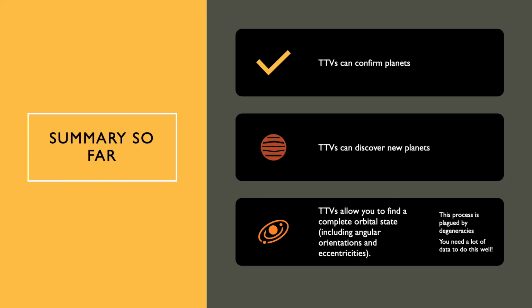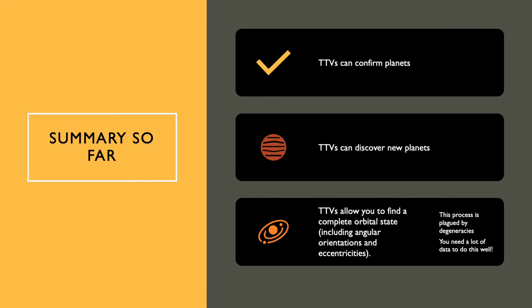So now I will end with a summary of the main takeaway points. First of all, TTVs can confirm planets. If you have planet candidates in a system that have anti-correlated TTVs, you can use this as evidence that the planet is real and use it to confirm the planet. Secondarily, TTVs can discover new planets. So in many systems where a TTV signal was present, but the culprit of the system was not seen, the TTV signal can be used as evidence of the presence of an additional planet.